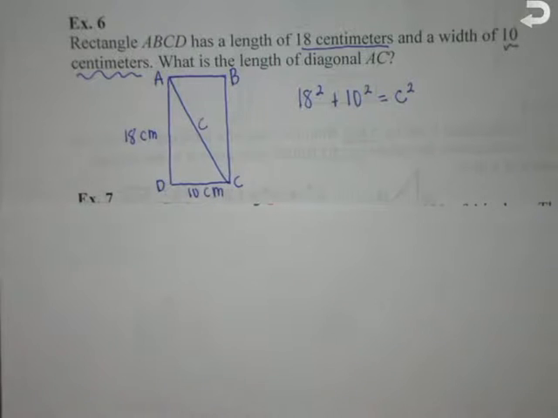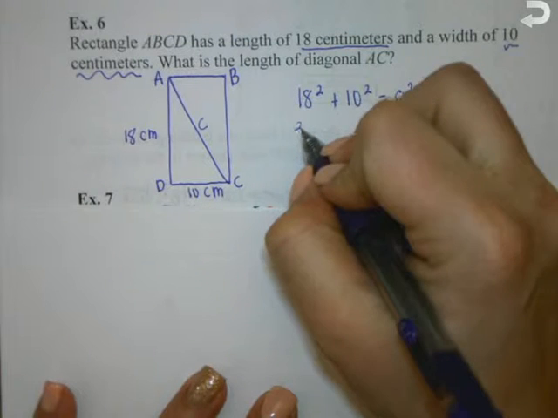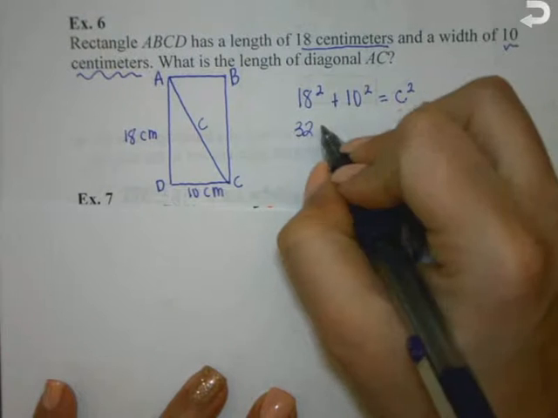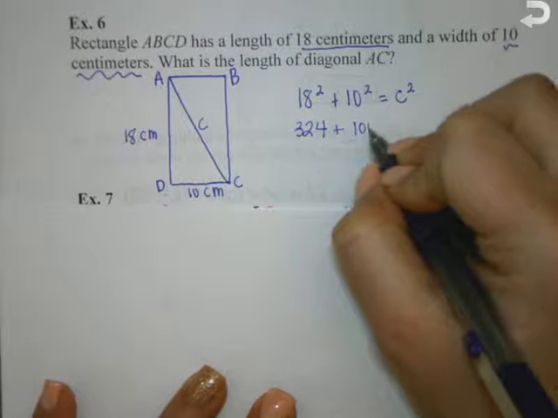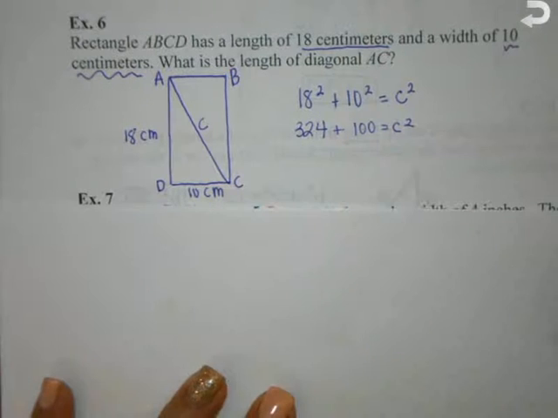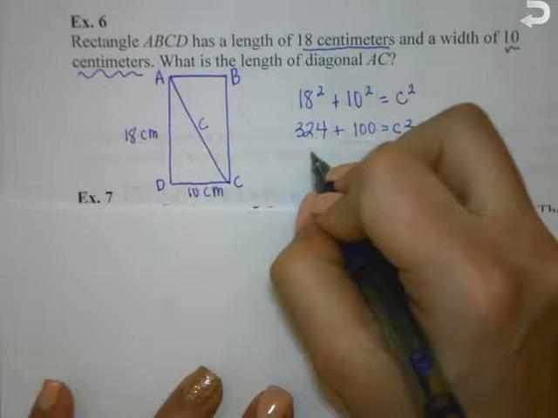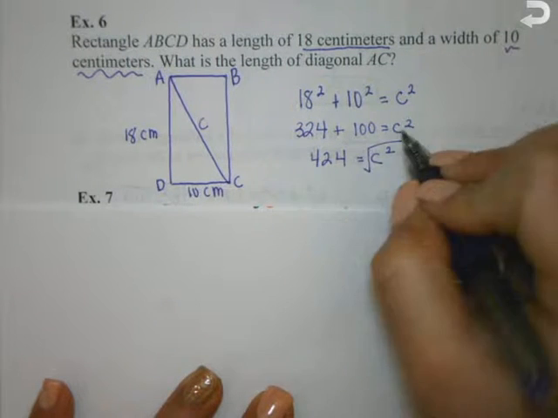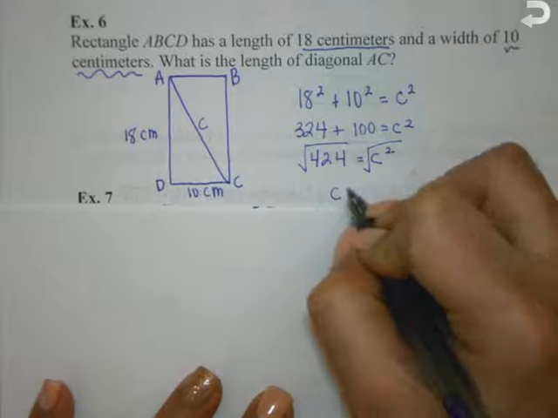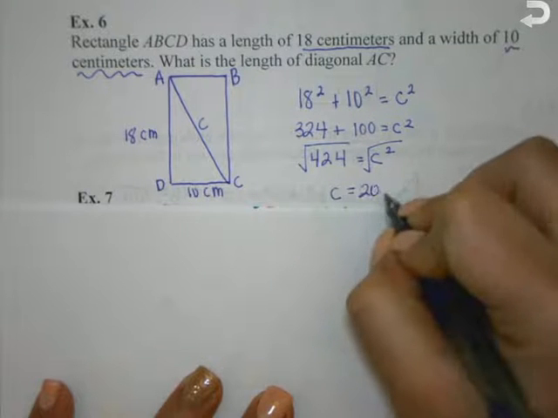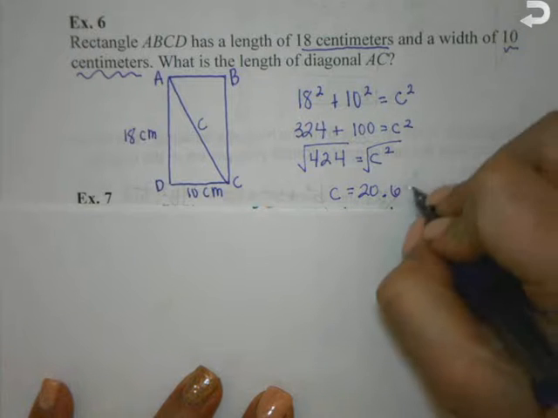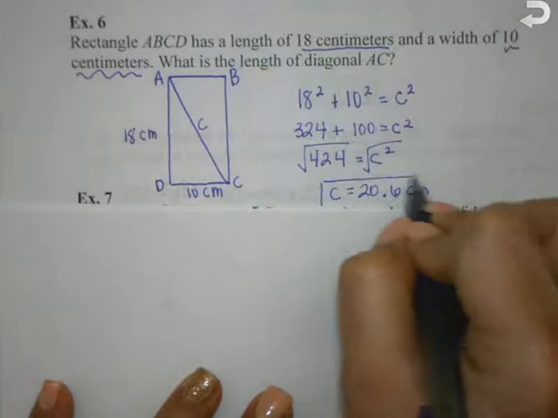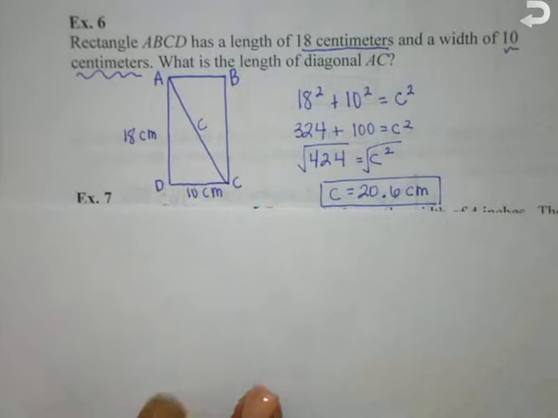All right, guys, what did you get for 18 squared? 324 plus 100 equals C squared. So that's going to give me 424 equals C squared, and then what do we do? Square root it. What's the square root of 424? 20.6 what? Centimeters. Good. If you forgot centimeters, make sure you put it in because our problem did give everything in centimeters. Okay? Any questions on Pythagorean theorem?